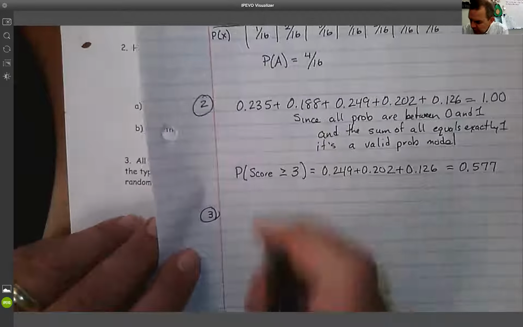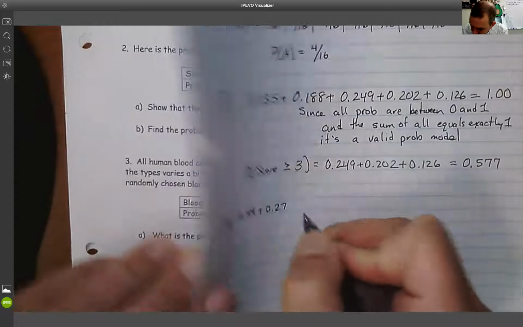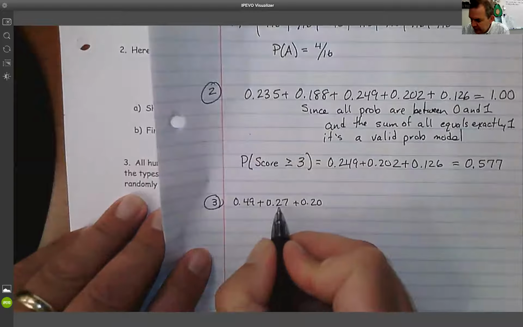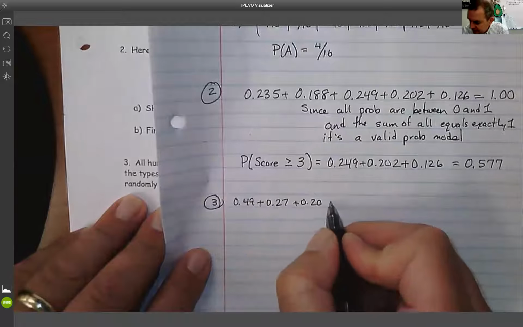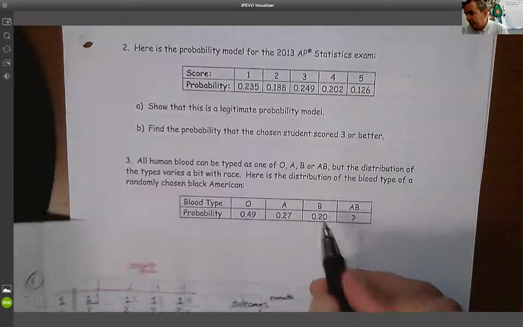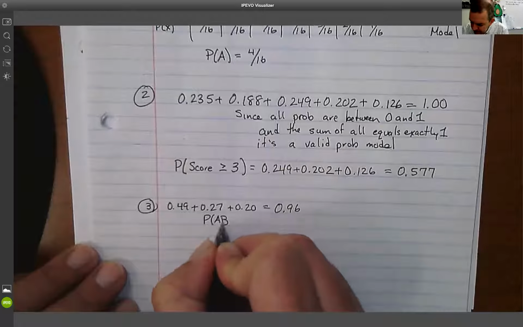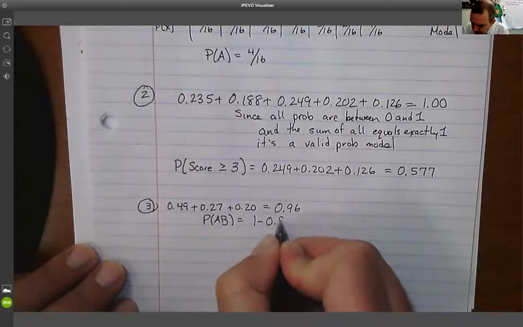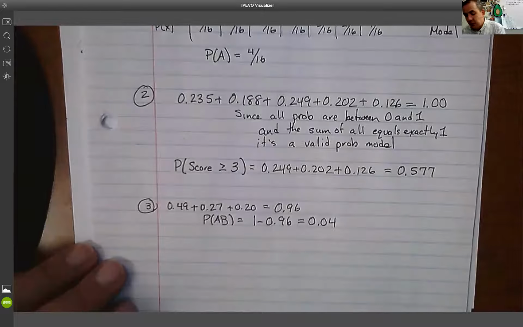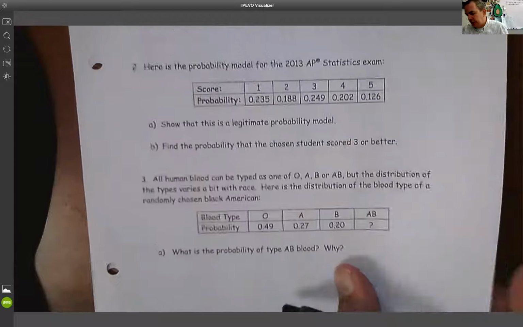It all has to add up to 1. So we do 0.49 plus 0.27 plus 0.20. And that's going to be 49, 76, 96. So the probability of someone having O, A, or B blood is 96%. So the probability of having AB is 1 minus that 0.96. So that is 0.04. Probability of having AB is 4%. And why? It's because we just showed that work.